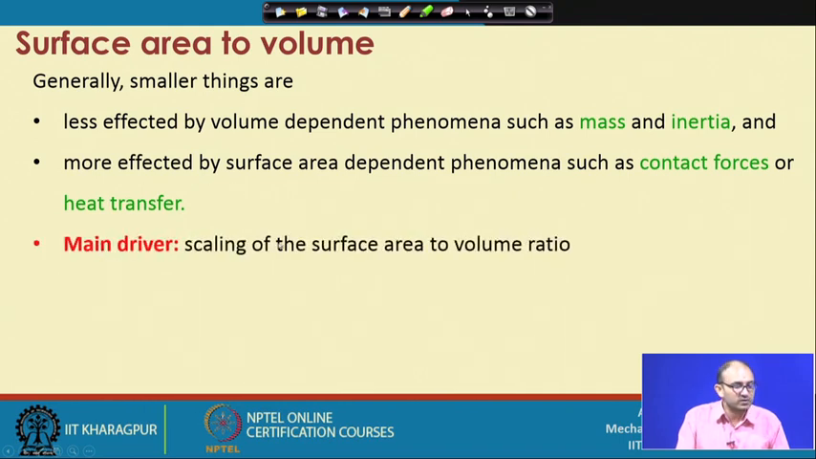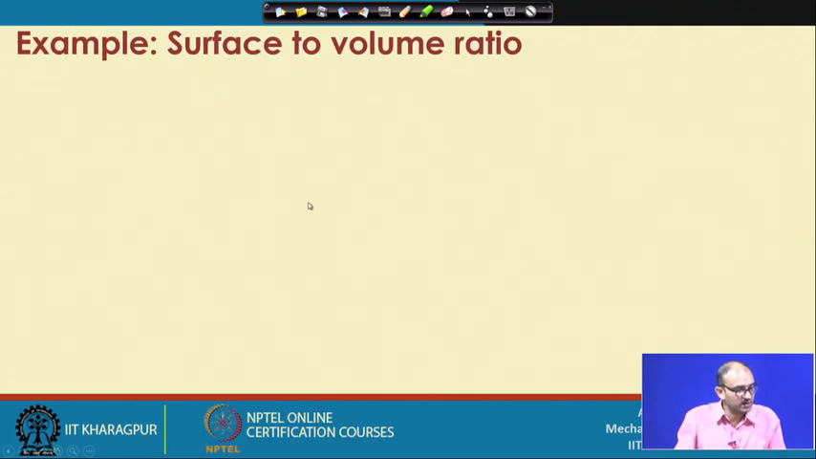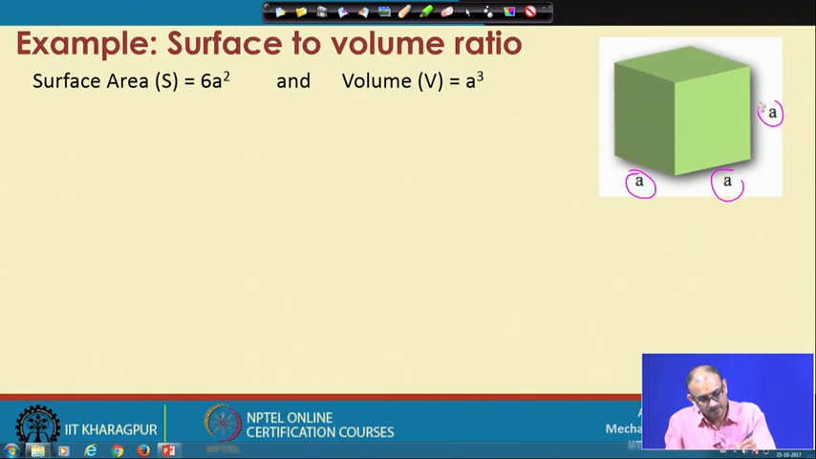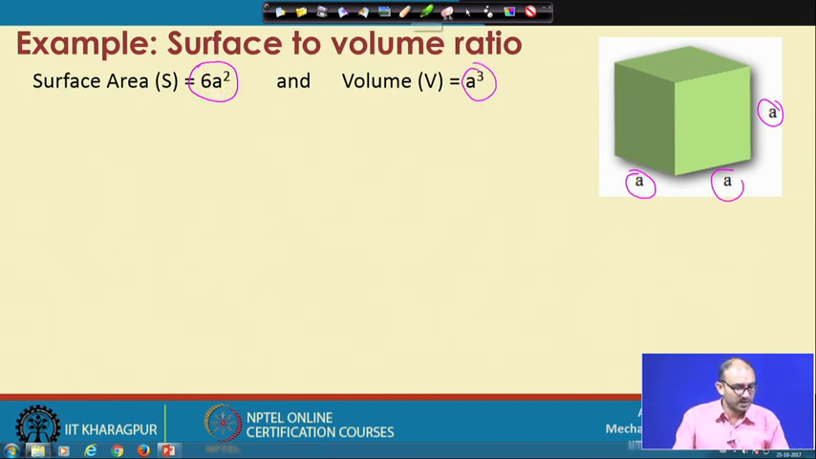So, let us see some examples of how this works. The main driving force of all the components, whether in MEMS or micro machining parts, is the surface to volume ratio, and it will give you a very scientific reason for understanding things. So, let us take this example. Here is one cube with a dimension of side A. The surface area is 6 A squared, and the volume is A cubed, right.